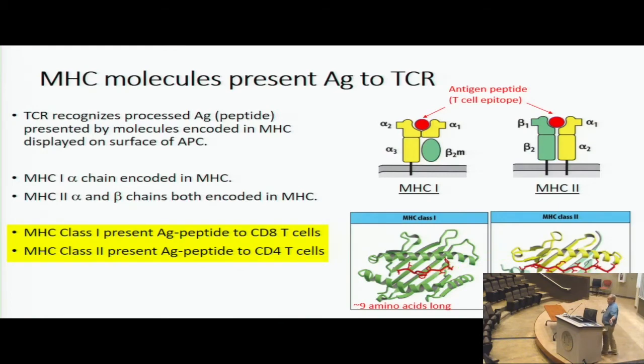Remember we talked about epitopes for antibodies? Those are those patches on the surface of the antigen recognized. In the case of a T cell, the epitope is a peptide. So the T cell epitope presented by class 2 is a bit longer than a class 1 peptide. It's about 15 or so amino acids.